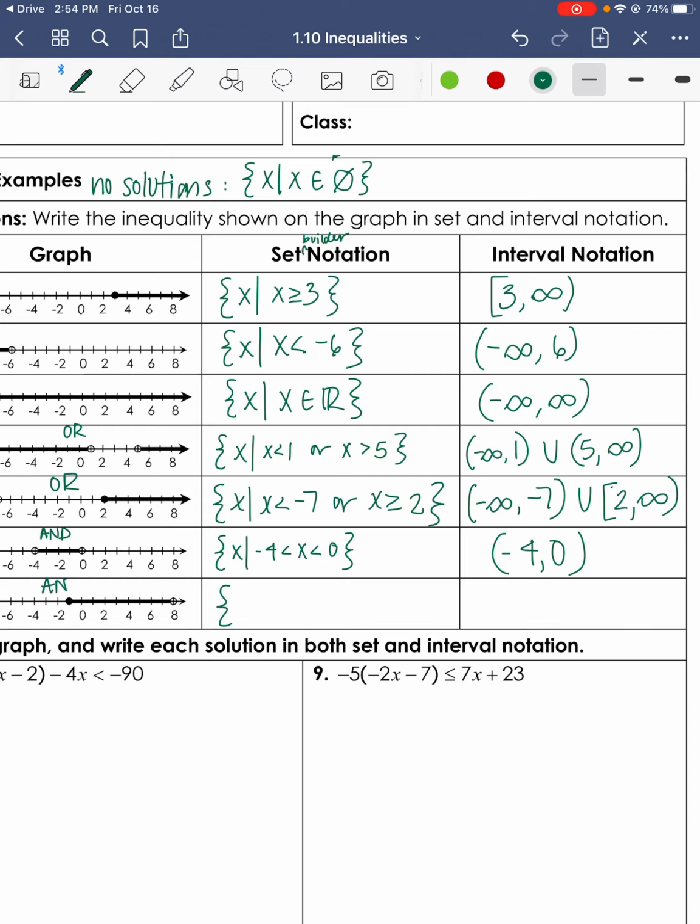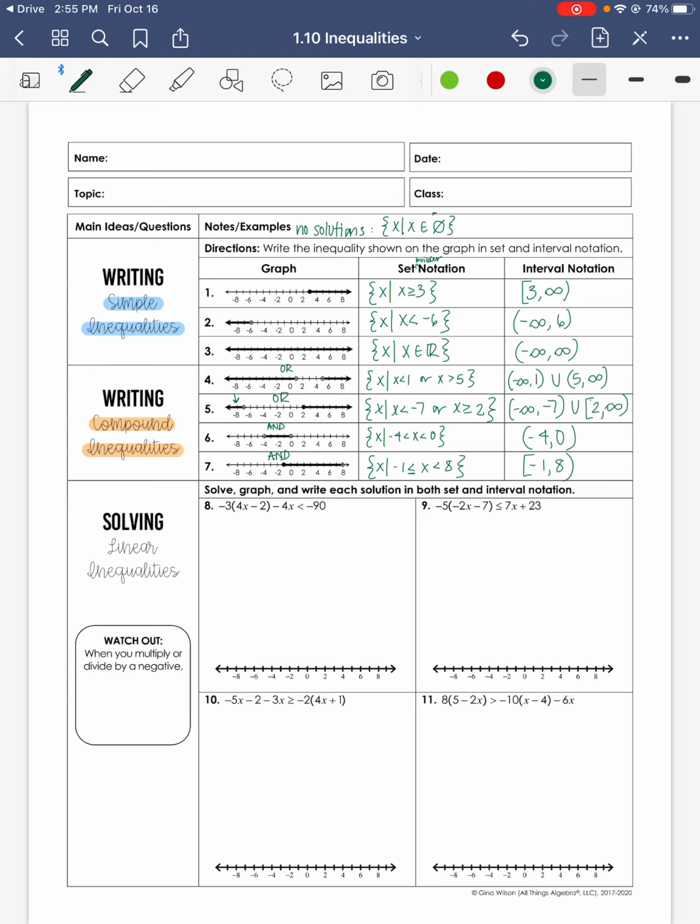All right, and looking at the last one, this one is also an and type. So we have all values of x such that -1 is less than or equal to x, which is less than 8, close curvy bracket. We do have a closed circle here, so we have the equal to underneath the less than symbol. Writing in interval notation, we have -1 to 8, a bracket on -1, a parenthesis on 8. Okay, so hopefully this was a review and it's just refreshing your memory from math classes past.